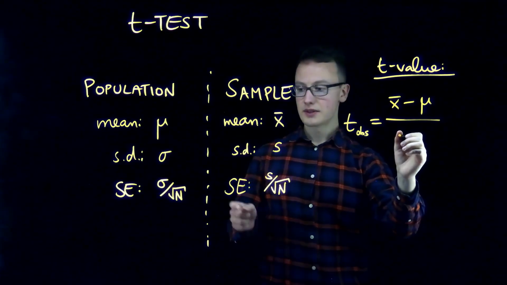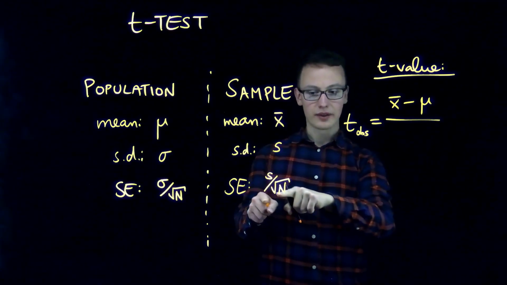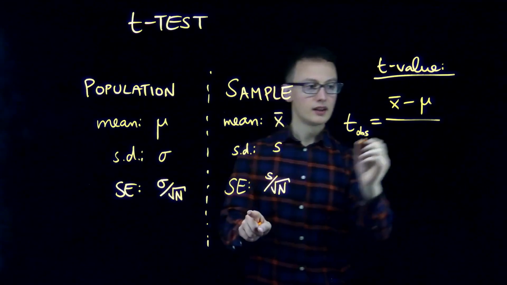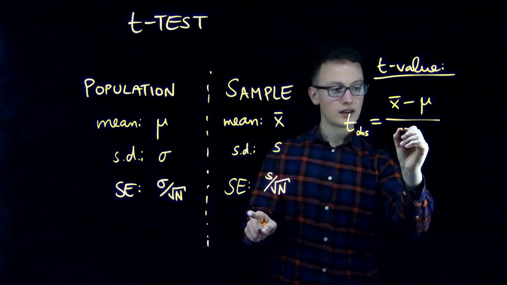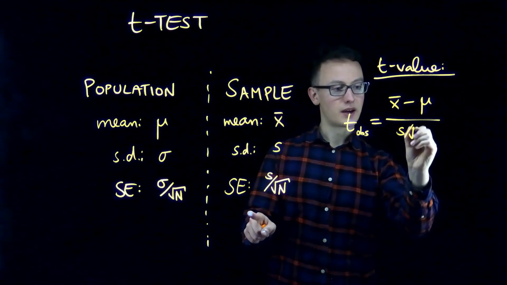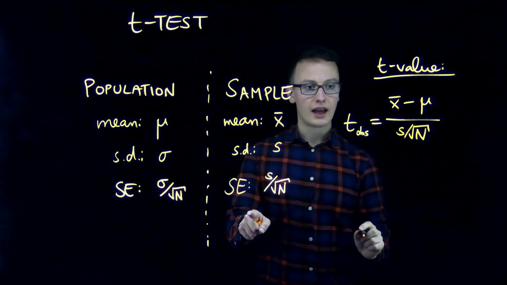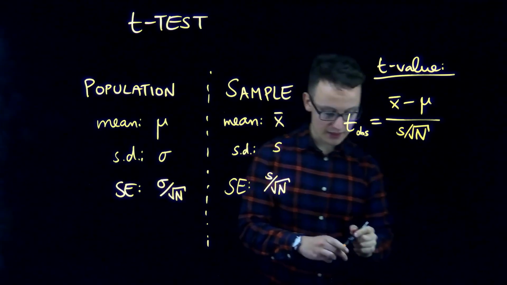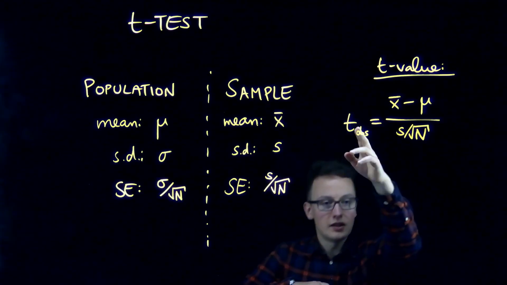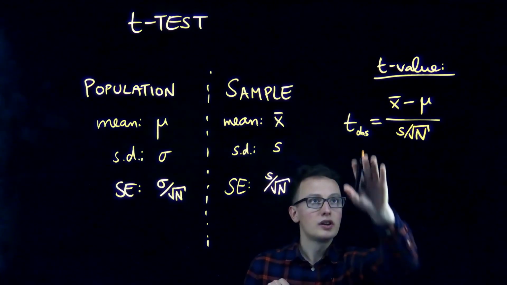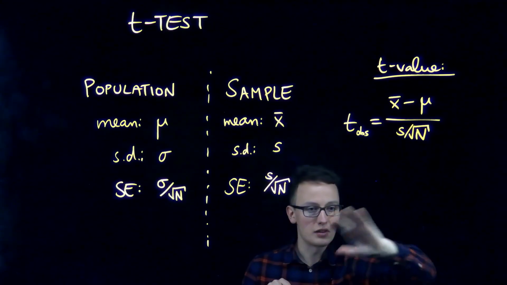the standard error, but this is now the estimated standard error. It's from the sample, it's not from the population. So divided by s divided by square root of n. And the idea is that this observed t-value will be some number, and then we will have to look this t-value up on a distribution.